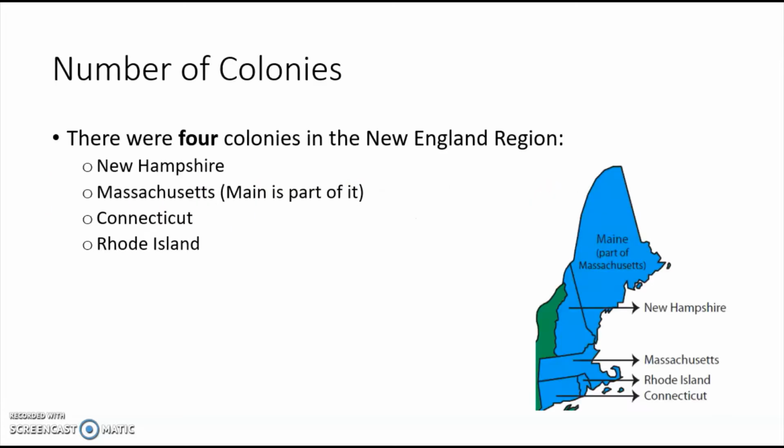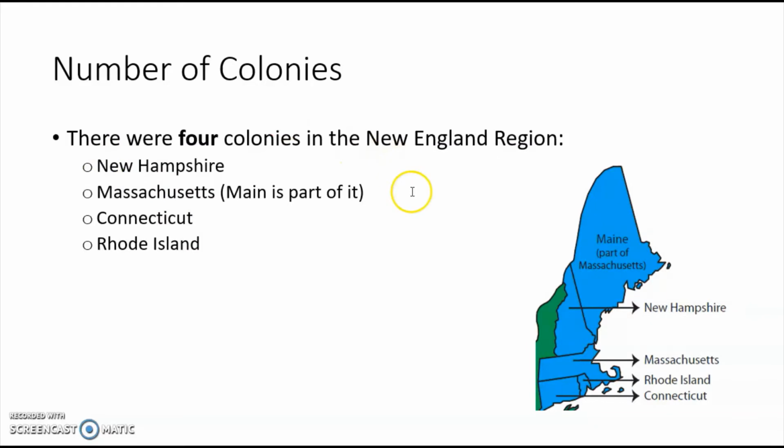Okay, so the New England colonies, there's four of them. I know you're used to writing five names, but Maine is part of Massachusetts. So this big thing and this one here are the same colony. This is Massachusetts. This is Massachusetts. This is New Hampshire. This is Connecticut. And this is Rhode Island. Four of them because Maine is part of Massachusetts.